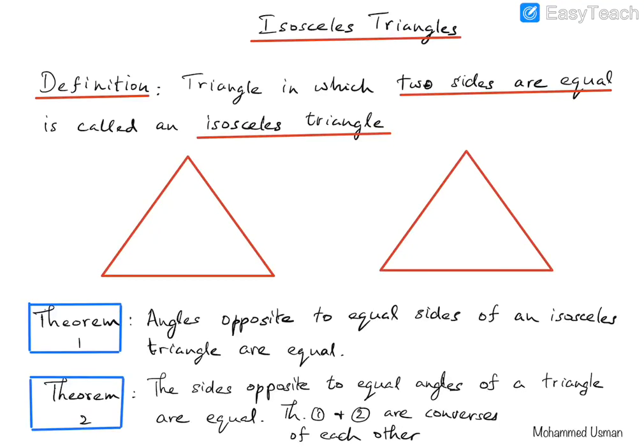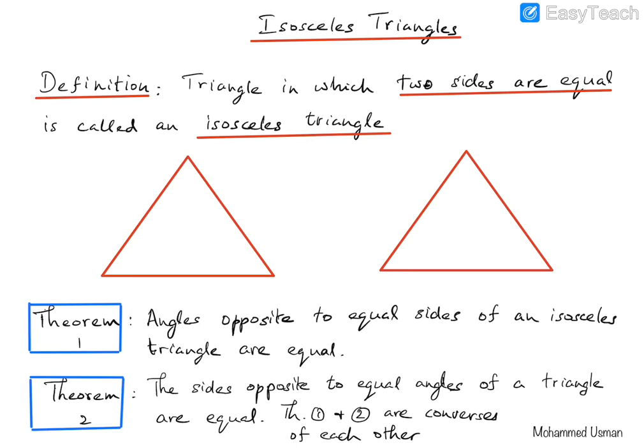The next topic in the chapter of triangles is isosceles triangles. So let us first look at the definition of an isosceles triangle. A triangle which has two sides equal is called an isosceles triangle. That means two of the sides of the triangle have the same length. In that case, we get what is called an isosceles triangle.